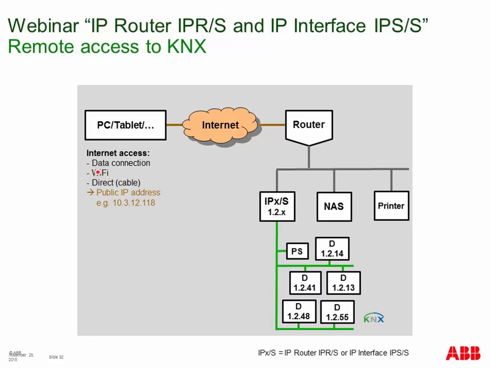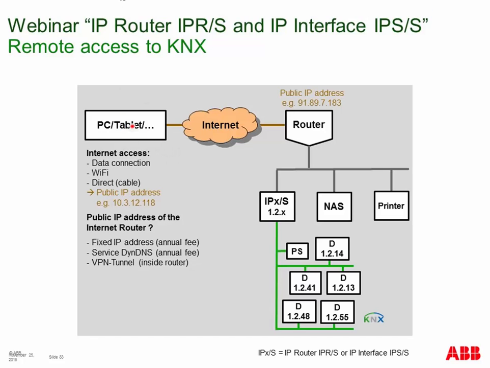We have a data connection, or we can have access via Wi-Fi, maybe from Starbucks coffee or in a hotel, or we are connected directly via network cable, but we get a public address, for example 10.3.12.180. This is the public IP address of our tablet or our PC. Now when we want to have a connection to our router at home, for example, or to a customer, he also has a public IP address, which he gets from his internet service provider, for example 91.89.7-something.